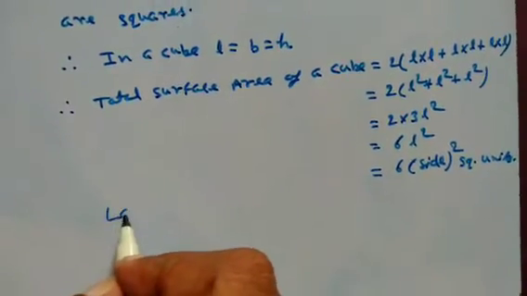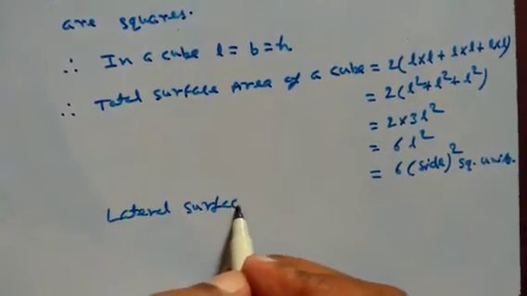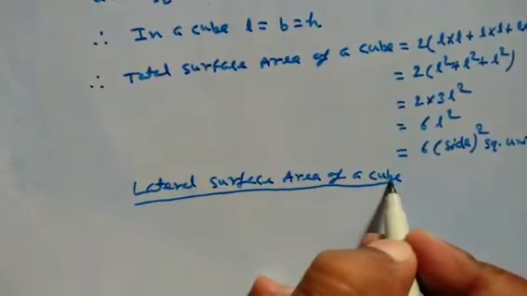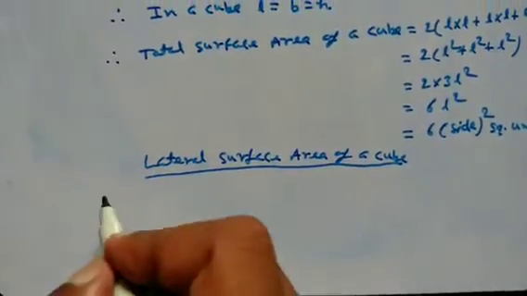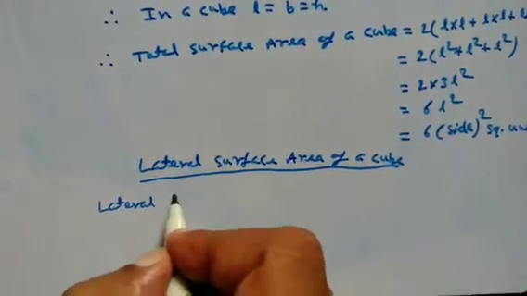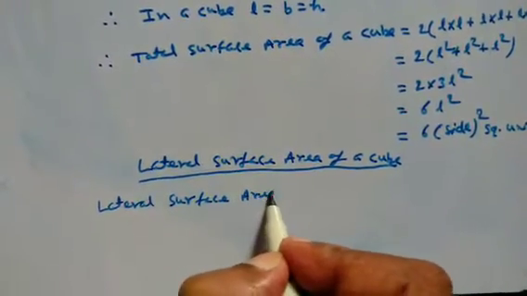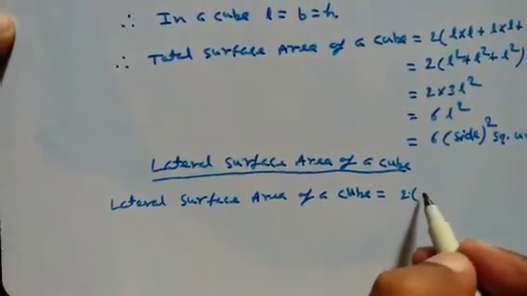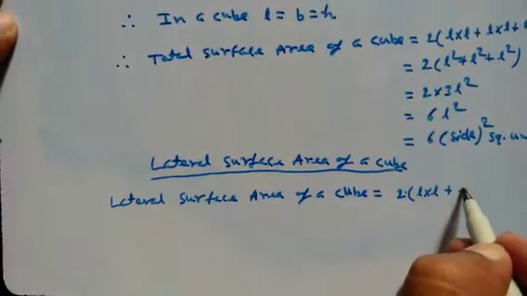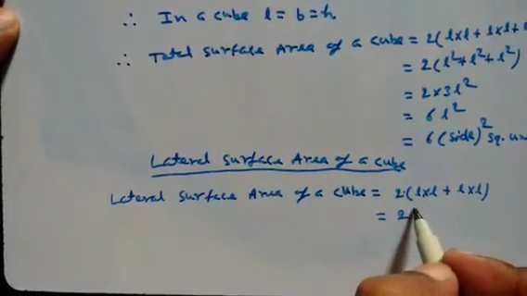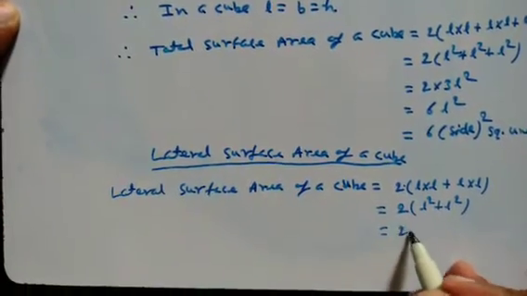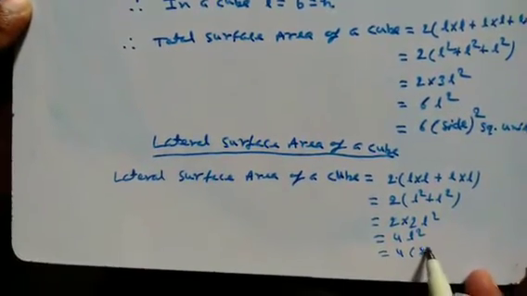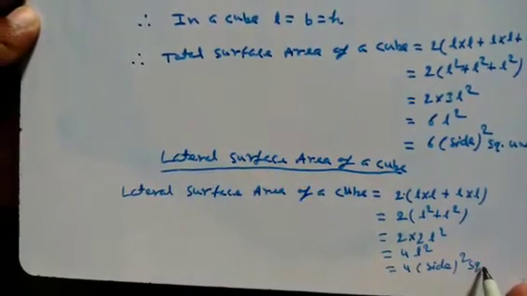Now the lateral surface area of a cube. The lateral surface area of a cube is equal to 2 into L into L plus L into L, equal to 2 into L square plus L square, equal to 2 into 2L square, equal to 4L square, equal to 4 into side square units.